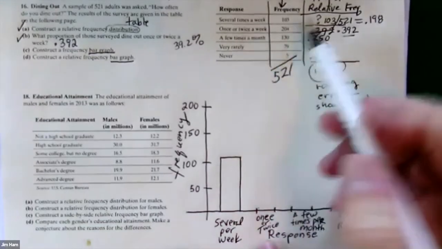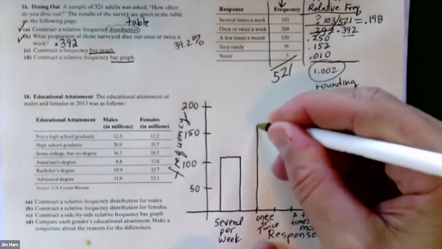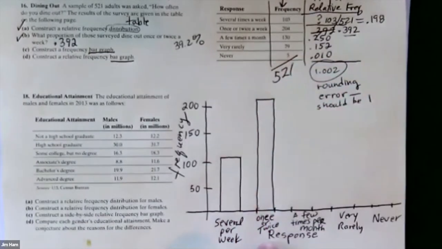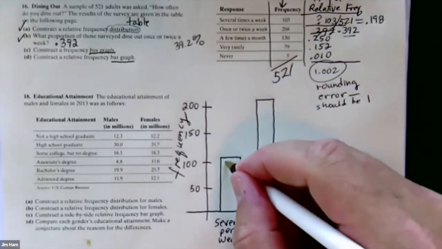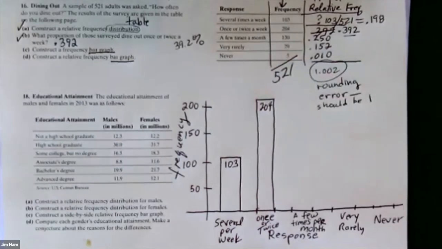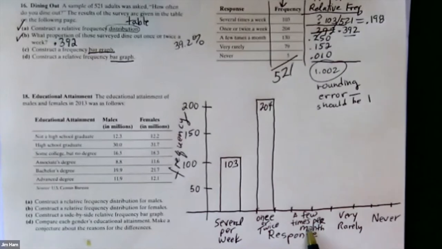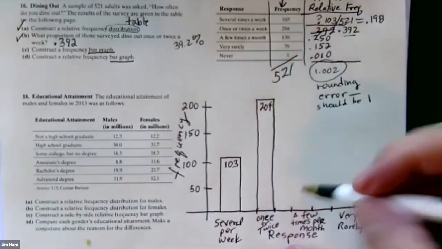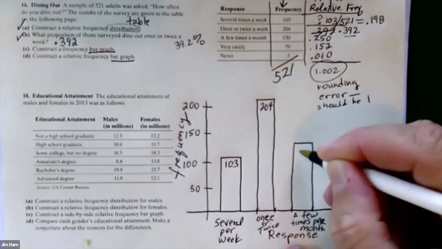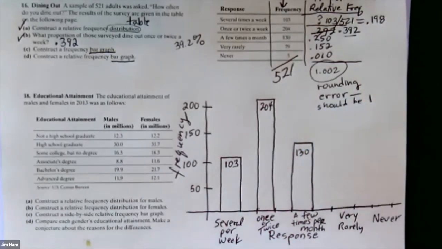So once or twice, that's 204. I'm going to go all the way up to something just a little bit bigger than 200. Sometimes we actually just write the numbers right there so it's very clear to the reader. But that's a bell and whistle that you do not need. But you could put it there. A few times a month, 130. I think that's about right there. And this is why we draw these with Excel, because our accuracy is not going to be that great if we do them by hand.